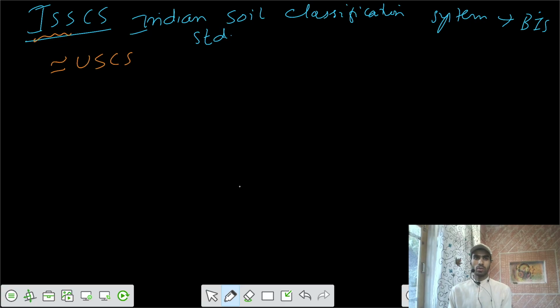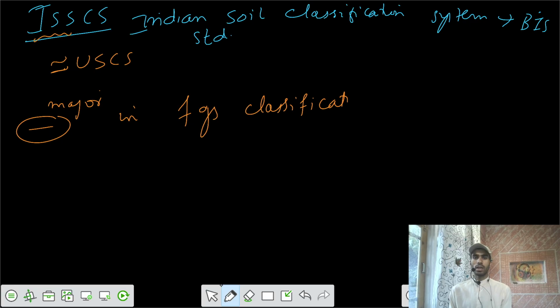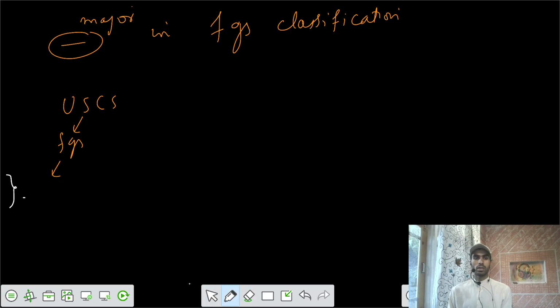You can see the name also. It's derived from the USCS, and there's only one major difference, in the fine grain soils classification. USCS has kept the fine grain soils into two categories, one is high and one is low. That's about compressibility. That means the fine grain soil is either highly compressible or low compressible.